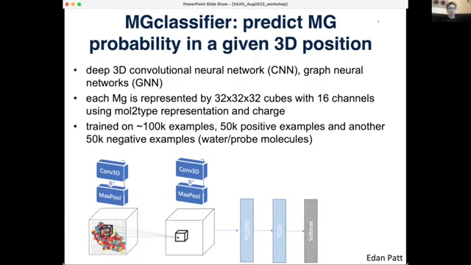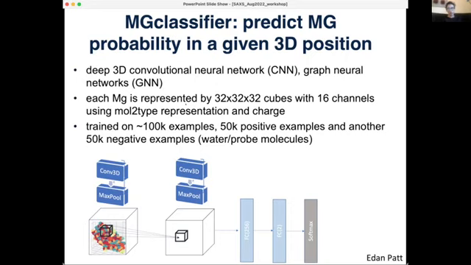And basically we trained the network using around 100,000 examples of magnesium ions and the RNA around them, using water molecules as negative examples, for the network to learn to distinguish between water and magnesium. And so we tried two networks, convolutional neural network and graph neural network, and eventually graph neural network was much better for this task.